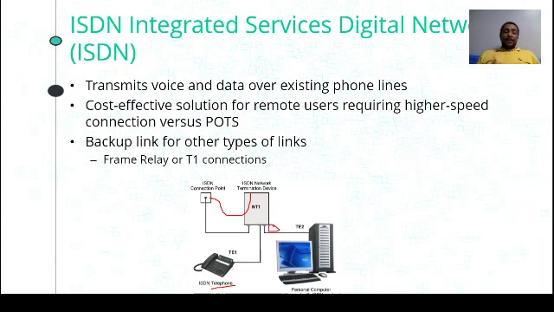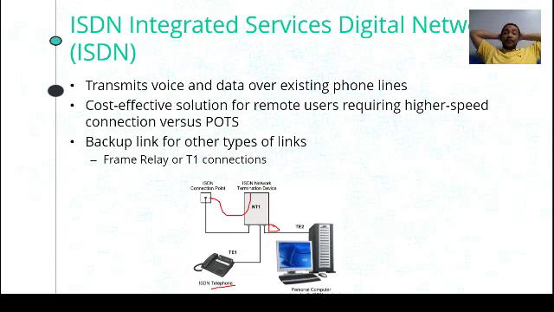Okay? So, with ISDN, one advantage is that it is faster than the standard analog, which goes only to about 56 kilobits per second. But ISDN way back, it's about 64 kilobits.